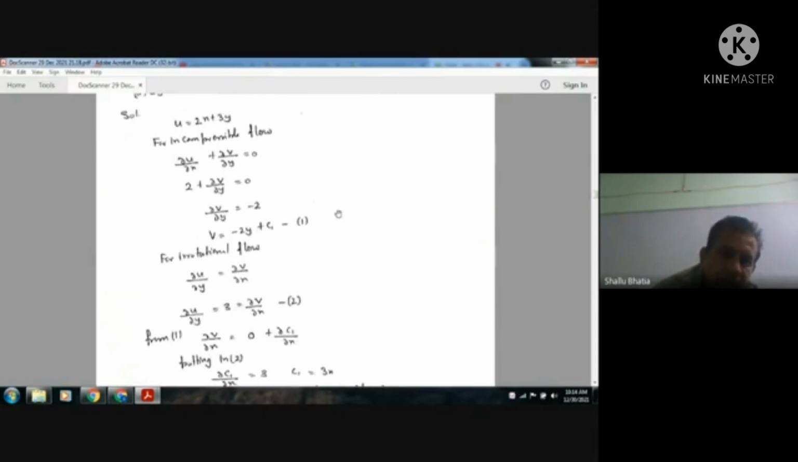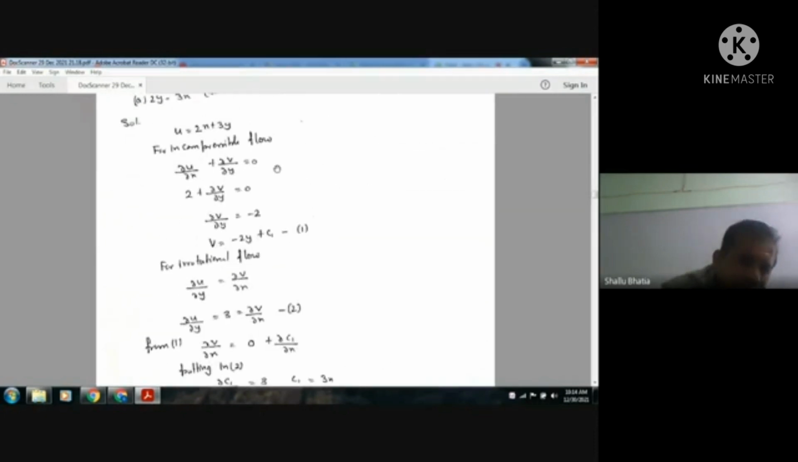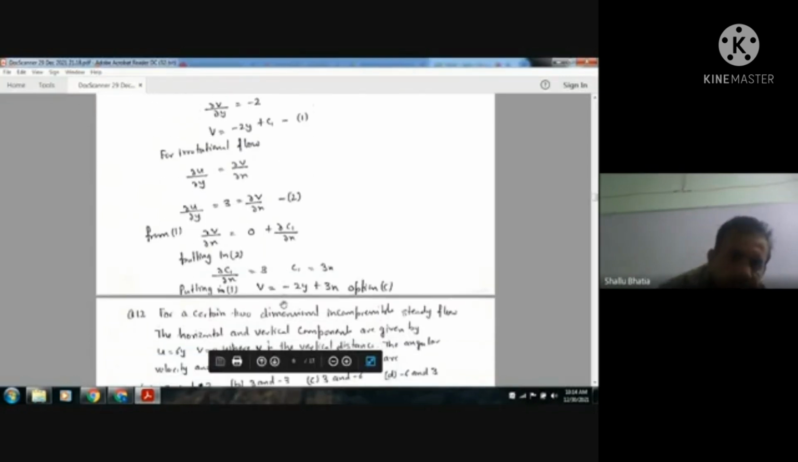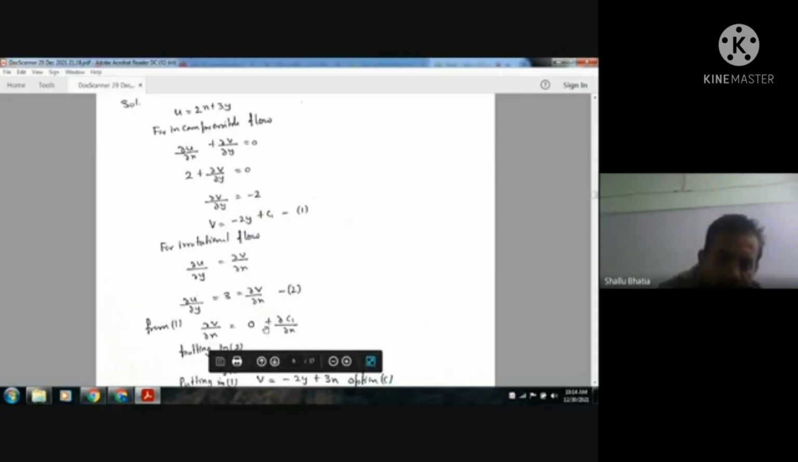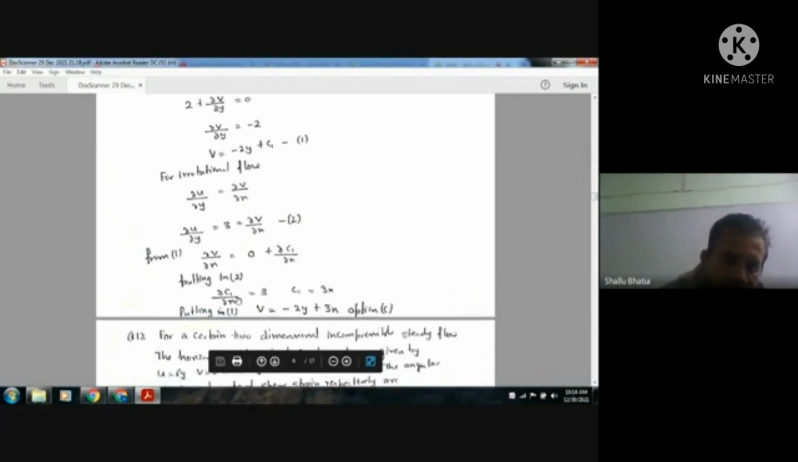So the procedure is, you have to check the incompressible flow and create the equation for it, and then for rotational flow, combining these two equations we can get the answer. So for incompressible flow, we get c1. Then for irrotational flow, we get ∂v/∂x. And here differentiating, we get ∂c1/∂x, and then we can put it in.